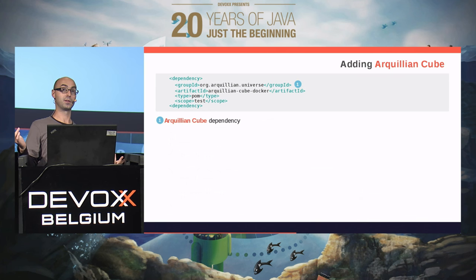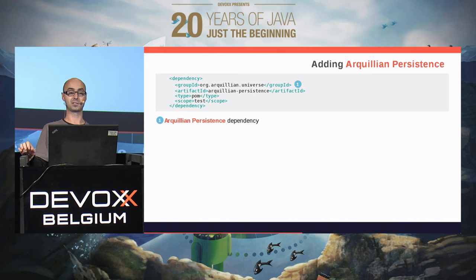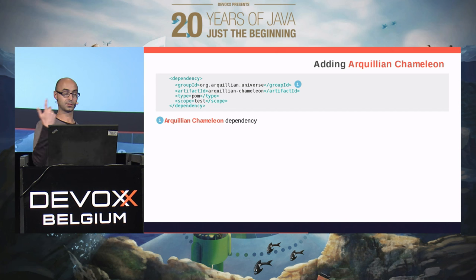But of course, we need to add the dependency on the classpath. In this case we are using Maven, but it just works with Gradle as well. We use the Arquillian Cube Docker, which is the artifact name of Cube. Of course, if you want to use the persistence extension, you need also to add the artifact to have this using data set annotation, which is the Arquillian persistence artifact ID. And of course, you still need to provide a Chameleon dependency to be able to deploy your WAR file to the remote server.